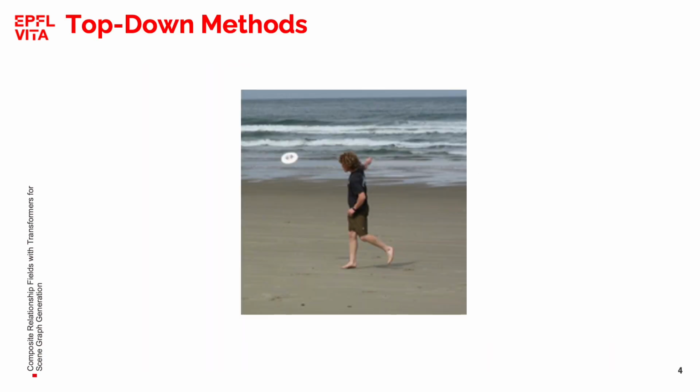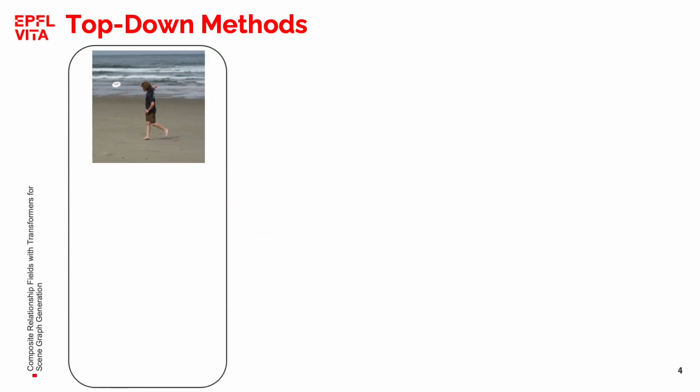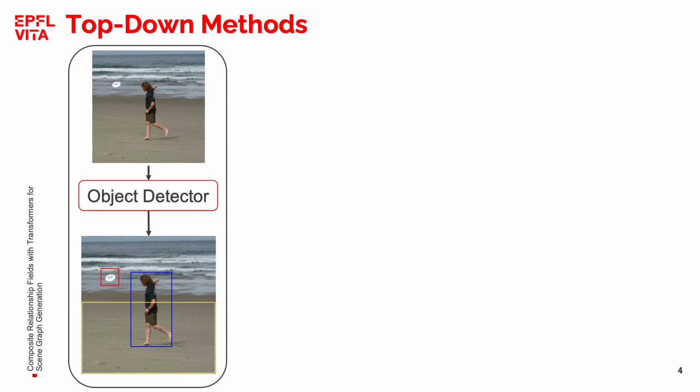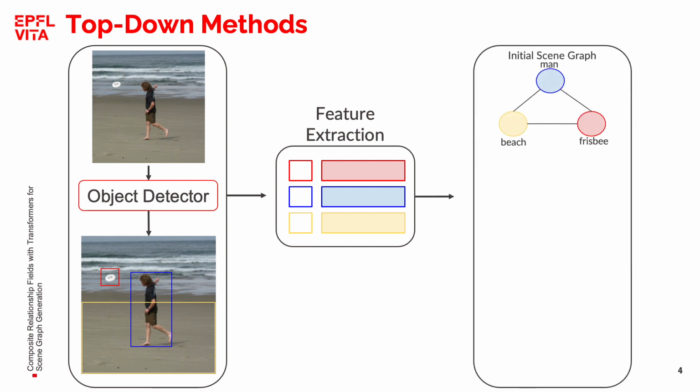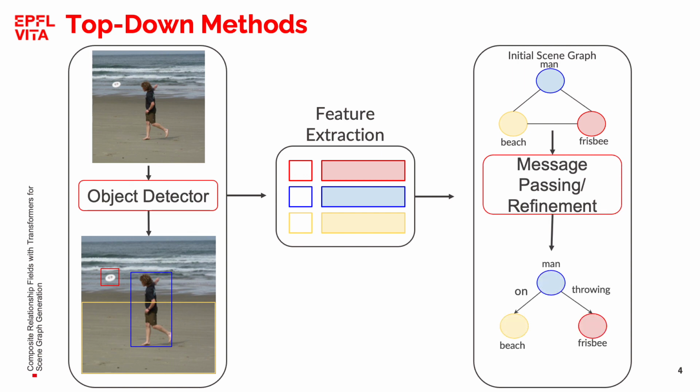Scene graph generation methods are divided into two groups, top-down methods and bottom-up methods. For top-down methods, images are first passed through an object detector to extract the different objects in the scene. Features for every object are then extracted, and an initial fully connected scene graph is built. The initial scene graph along with the features are then passed through a message passing or refinement mechanism to obtain the final scene graph prediction. The fact that the refinement module operates on every pair of objects makes this type of method inefficient.